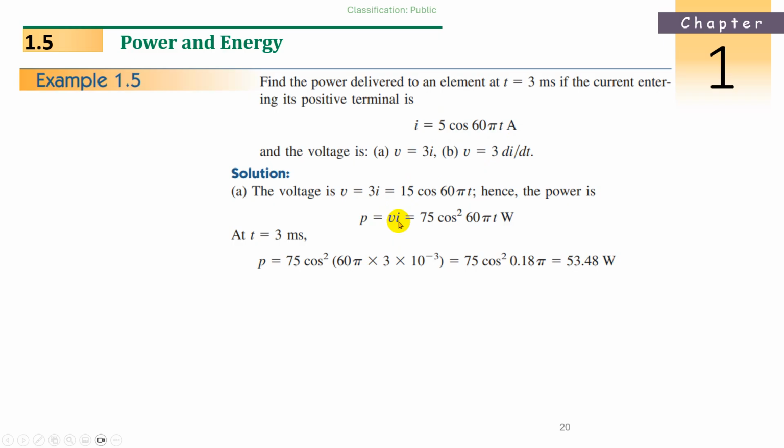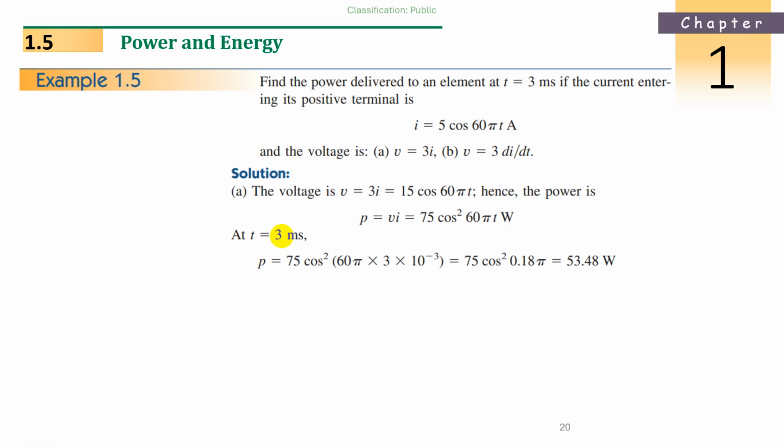Now what is P? V times I. Already V is having 15 cos 60 pi t multiplied by I, 5 cos 60 pi t. So 5 multiplied by 15, 75. Cos 60 pi t, cos 60 pi t, multiplied, cos square 60 pi t. Now, this is the final equation.